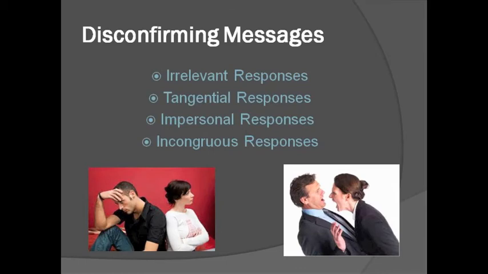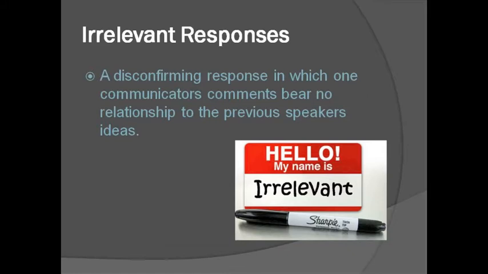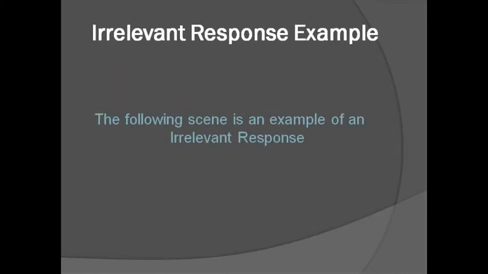In this presentation, we will be discussing the following types of disconfirming messages: irrelevant responses, tangential responses, impersonal responses, and incongruous responses. Irrelevant responses. An irrelevant response is a disconfirming response in which one communicator's comments bear no relationship to the previous speaker's ideas. A comment unrelated to what the person just said is an irrelevant response. In this next scene, you will see an example of an irrelevant response.